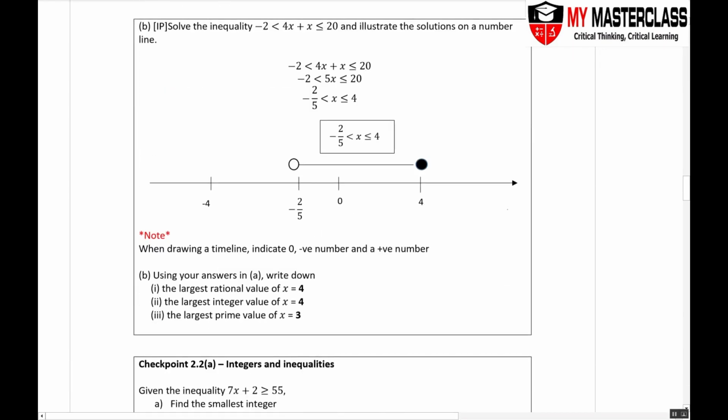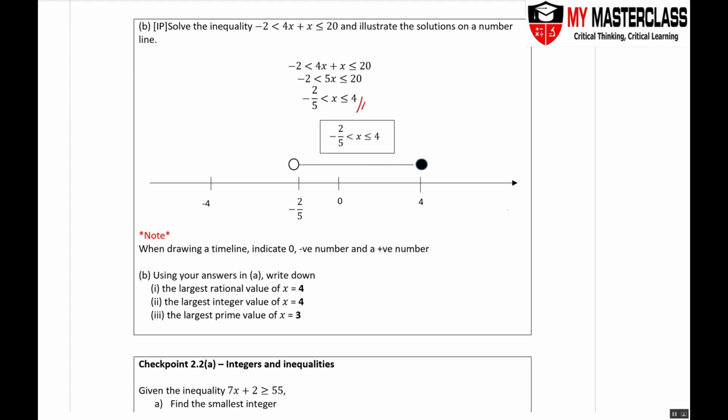This is just a further example which is a bit more complicated. Solve the inequality and illustrate the solutions on the number line. This scenario is when you have numbers on both your left hand side and the right hand side, which means on the left hand side you have an inequality, on the right hand side you have an inequality as well. From the first step to the second step, they just combine the middle: 4x plus x, 5x. Then I divide 5 throughout on my left and my right. You end up with this final inequality.